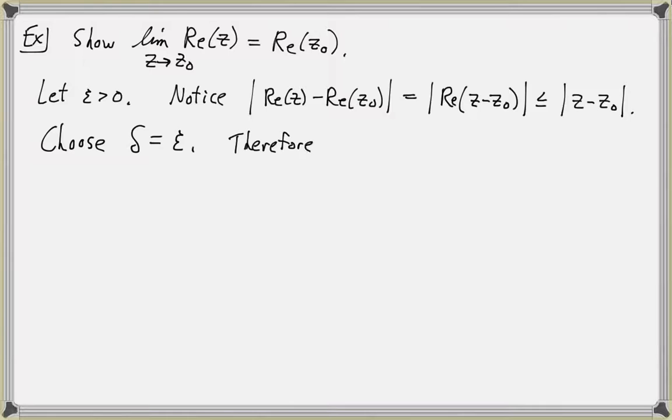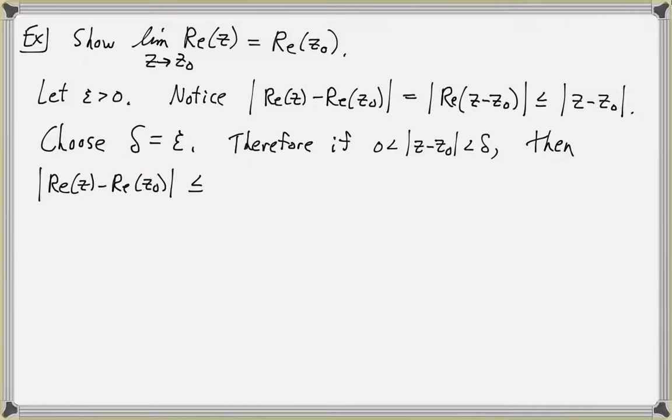Therefore, if the absolute value of z minus z0 is greater than 0 and less than delta, then the absolute value of the real part of z minus the real part of z0 will be less than or equal to the absolute value of z minus z0, as we already described, and that will be less than delta, which is equal to epsilon. So this proves the limit.